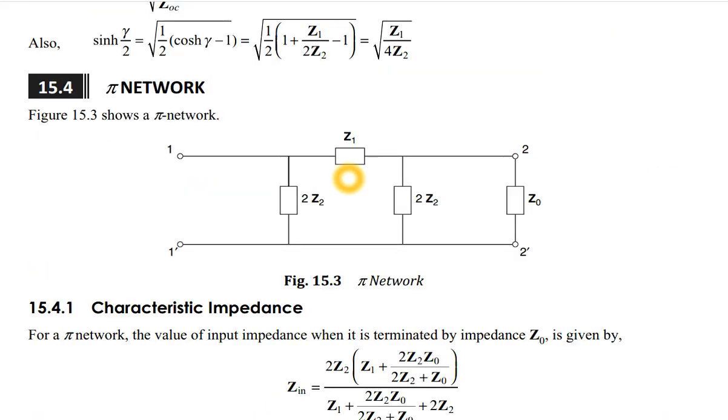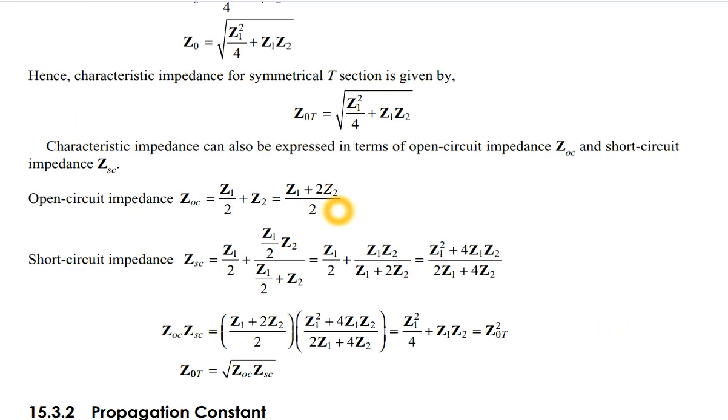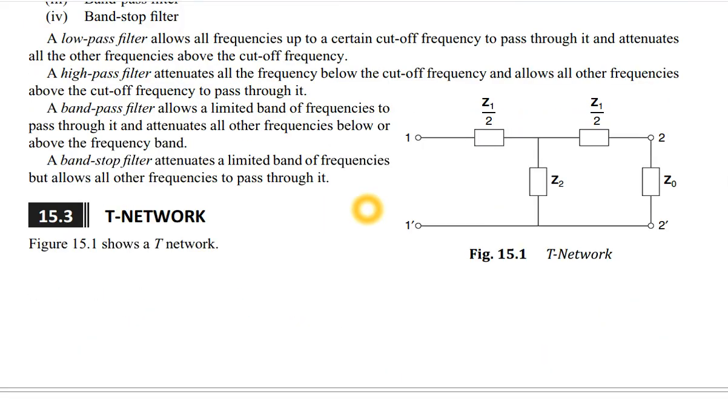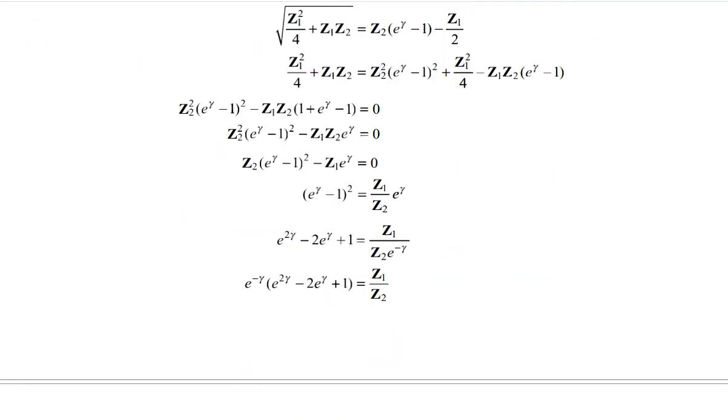So here if you consider a pi network, here Z1 is series impedance and Z2 is the half of the shunt component, each shunt component. Fine. Similarly, if you see the T network, here Z1 is 2 times that of series component of the T network and Z2 is the shunt component of the T network. So these kind of circuits we have already seen while discussing the attenuation concept, right? Okay, just you consider them like that.